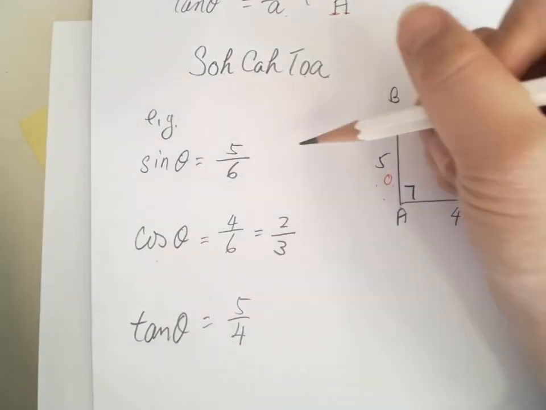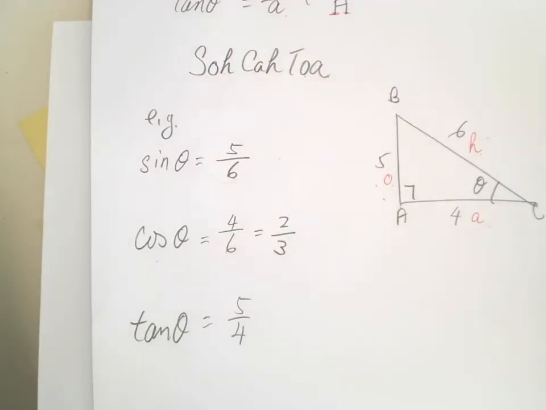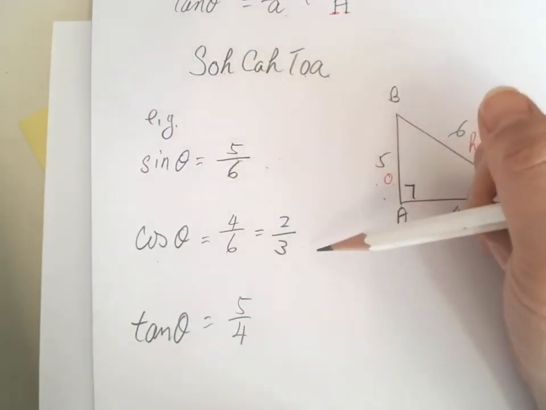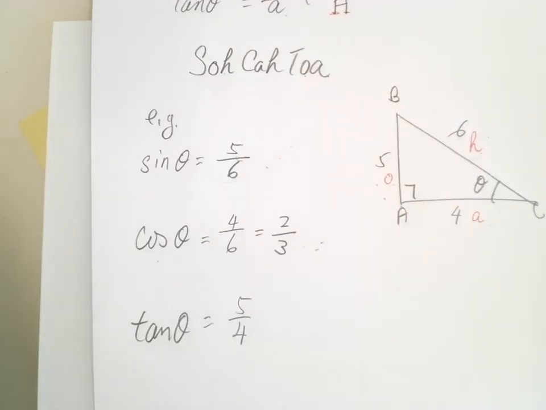There's a trick. Sine and cosine will not be bigger than 1, but tangent can be bigger than 1. So be very careful. If you got a sine or cosine ratio bigger than 1, something went wrong. All right, so that is our basic trig ratio.